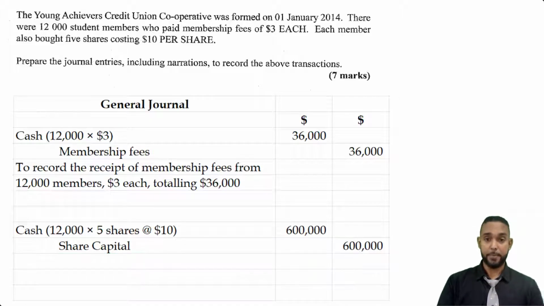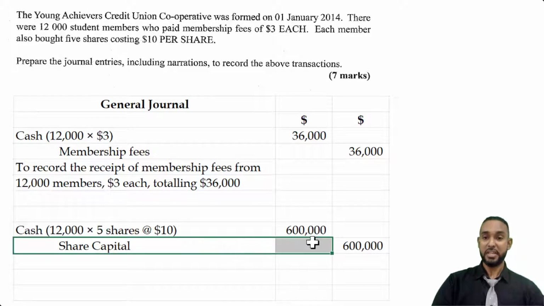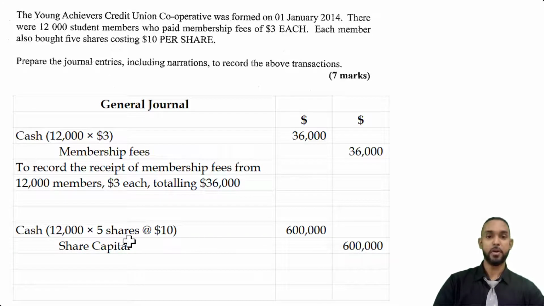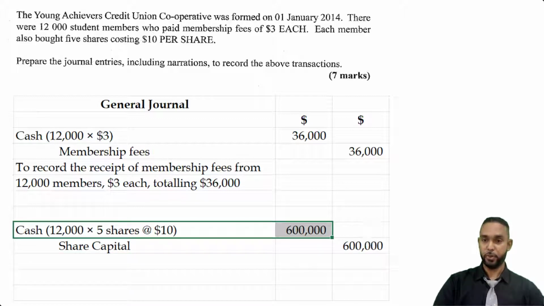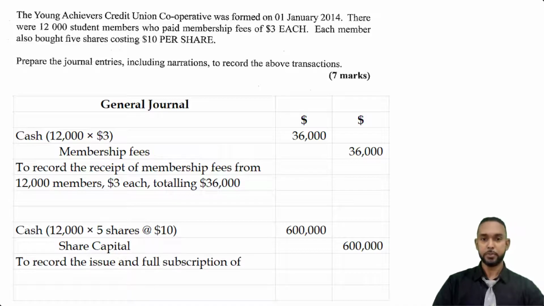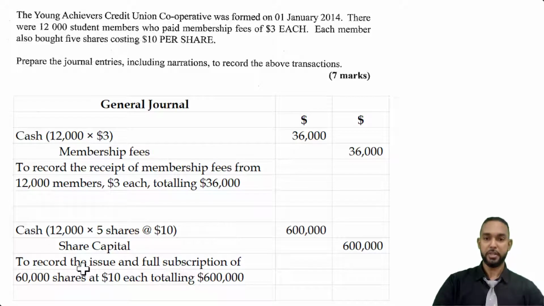Share capital is a capital account and it is also increasing because the share capital is now being introduced. So to record an increase in a capital account, you have to credit the capital account. Or again, remember, money is coming from capital and going into cash. So you credit where it's coming from, you debit where it's going. And don't forget your narrations. So it says to record the issue and full subscription of 60,000 shares at $10 each, totaling $600,000.